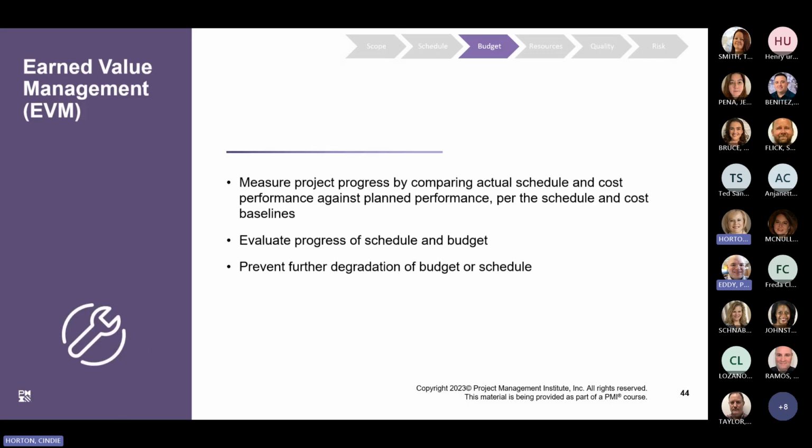So let's explore earned value management, or EVM. This is a technique favored by project managers and project teams to measure project progress by comparing actual schedule and cost performance against planned performance as laid out in the schedule and the cost baselines. EVM can be used in any life cycle or development approach, but the next few slides show the application in predictive approaches. We will take a moment to look at EVM and Agile methods later.